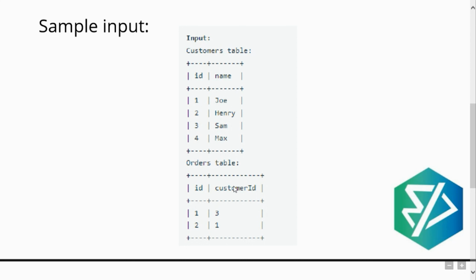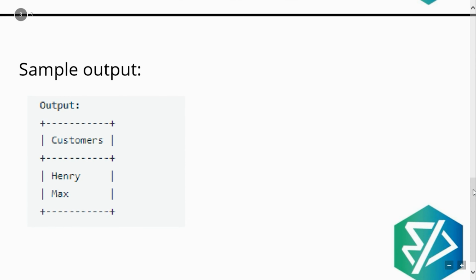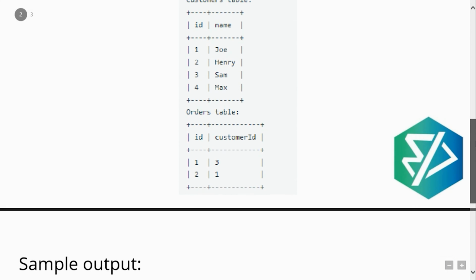So we need to extract those customers who have never ordered anything, but they are the customer of the service but have not ordered anything yet. So our sample output in this case will be Henry and Max. How Henry and Max? Let's see.